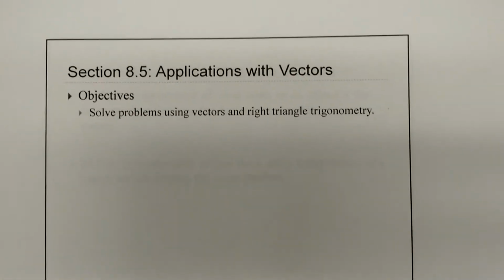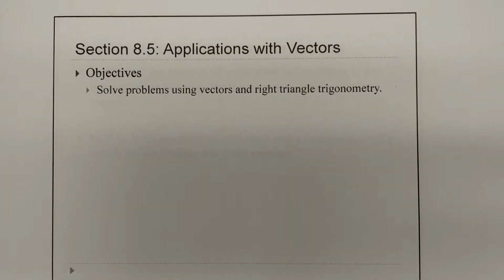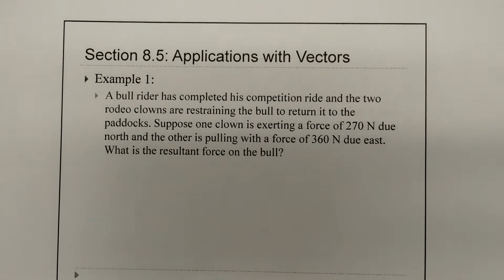Okay, here we have section 8.5, solving problems involving vectors, so these will be word problems. The objectives: solve problems using vectors, and then perhaps some right-angle trigonometry. Now, as a general rule, when you're working with vectors, regardless of how the problem's set up, your first step should always be to turn them into their components, the x and the y values first.